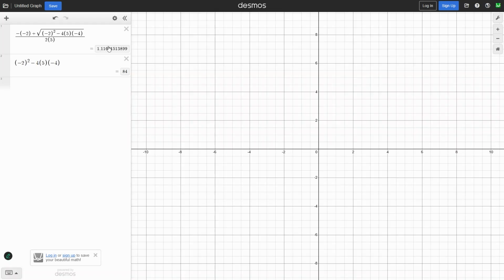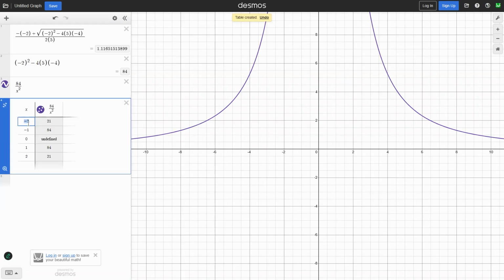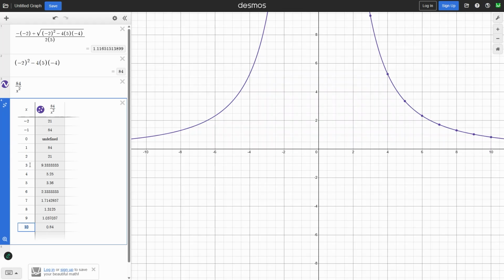I see that I have a decimal answer, and I also took the discriminant. Your discriminant is just the part that's underneath your radical. And the reason I did that is so I can show you how to take the square root in Desmos. So I'm going to take 84 x squared. And now what I want to do is go to the gear setting and select my table. For this, it only gives you so many numbers, so you're going to have to type the rest. So I'm going to type 3 and just keep pressing enter until my y value starts showing 0 point something.